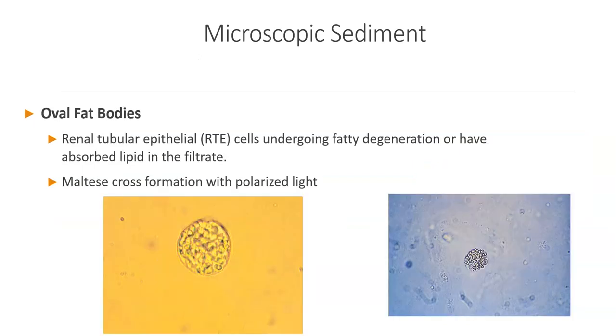Oval fat bodies may form when renal tubular epithelial cells undergo fatty degeneration or have absorbed lipid in the filtrate. The lipid droplets are within those renal epithelial cells that are breaking down. Some of the lipid-containing cells may also be macrophages. When using polarized light, a Maltese cross formation may be seen, so you don't want to get these mixed up with the other crystal that has the Maltese cross.